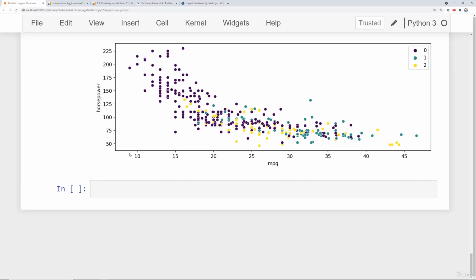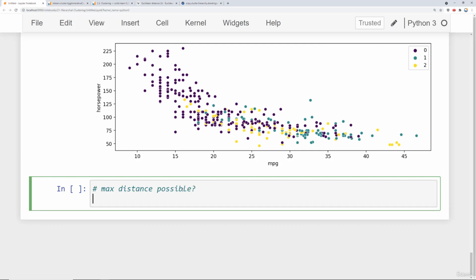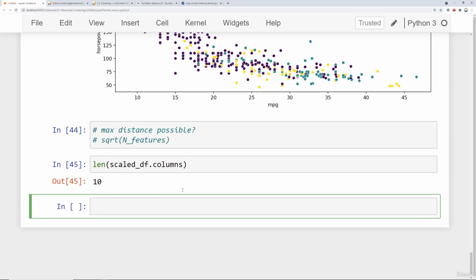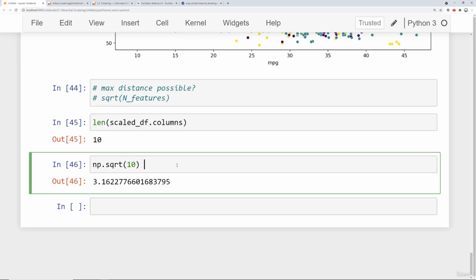So that means if we come back to our notebook and we try to answer the question, what is the max distance possible? Then we know it's actually going to be equal to the square root of the number of features. Okay. So how many features do we actually have? Well, it's simply the length of the columns in our data set. So for the training scaled df, the length of the columns there is 10, meaning if I take np square root of 10, essentially the max distance, so this is the max distance possible between 2 points in our min-max scaled feature space. And it's going to be 3.16.